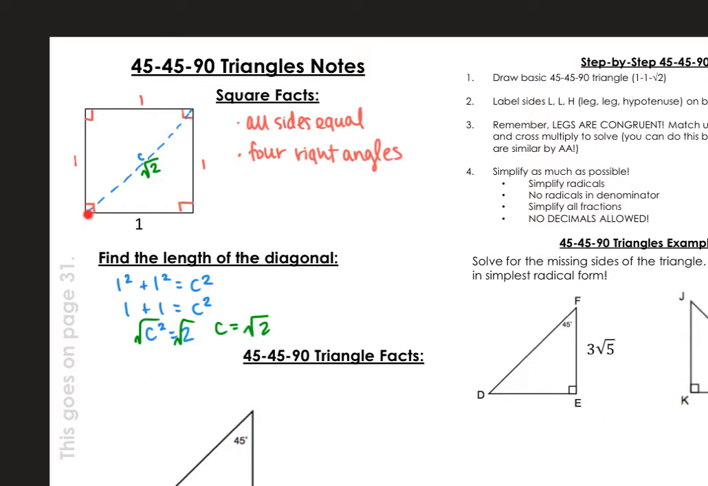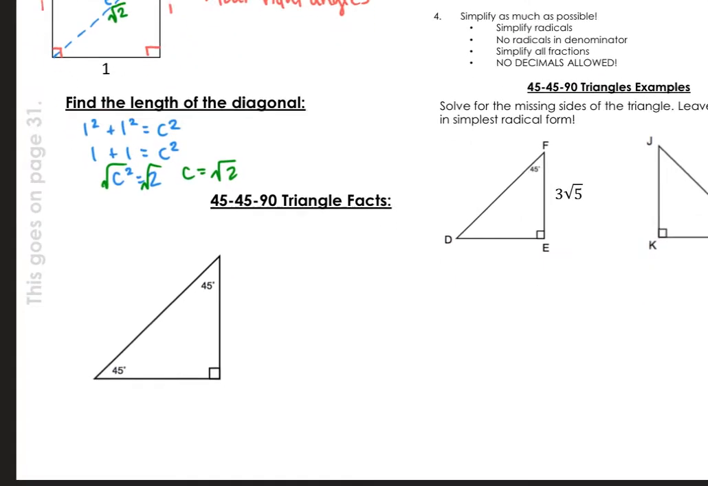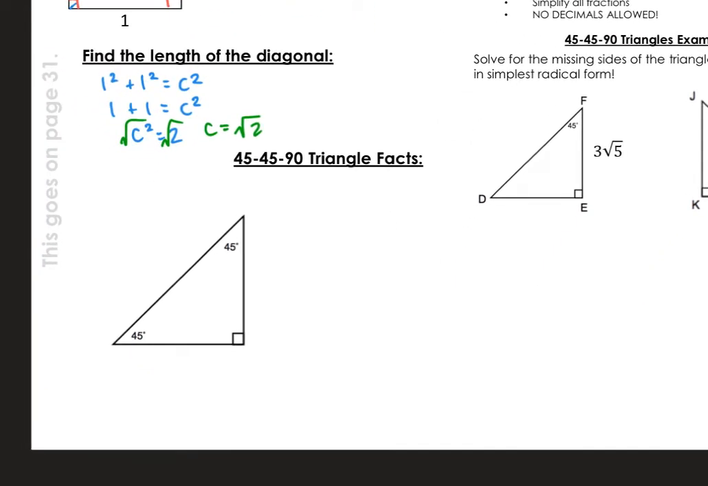So what we've done by drawing this diagonal is we've created a special right triangle, which is called a 45, 45, 90 triangle. And we're going to use this triangle to solve for missing sides in other triangles. So some facts about a 45, 45, 90 triangle. It's half of a square. The sides, we're going to call it has 2 legs, and the legs are both equal. And in a basic 45, 45, 90 triangle, the legs are both equal to 1.